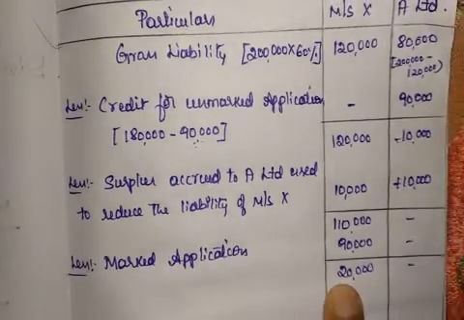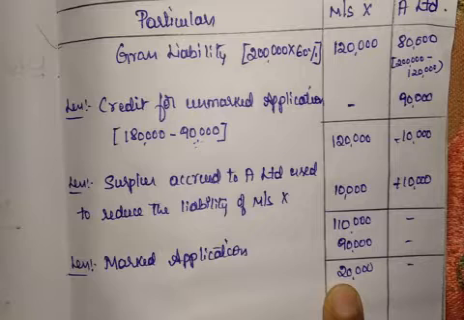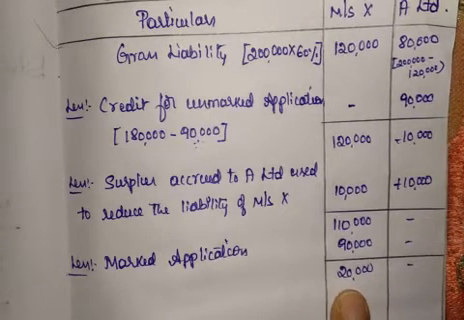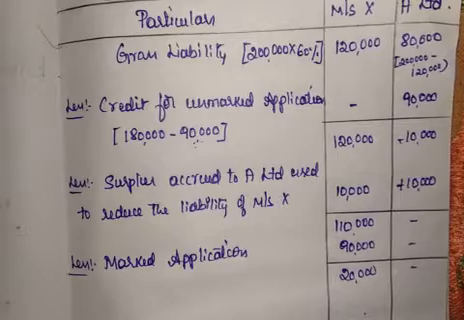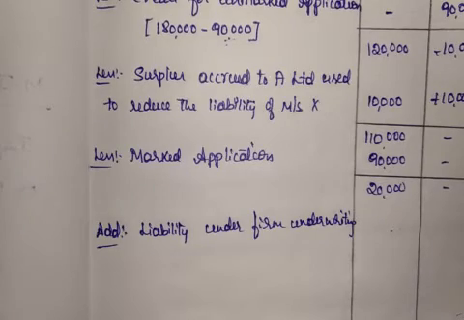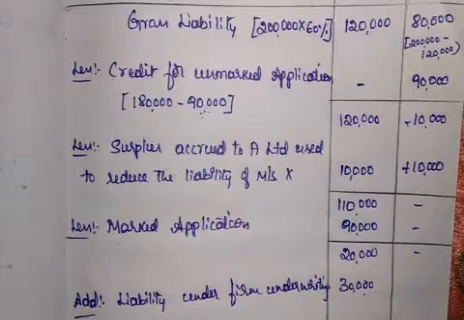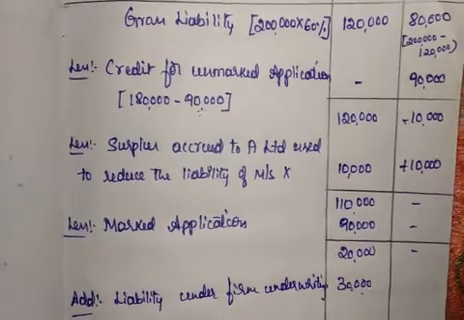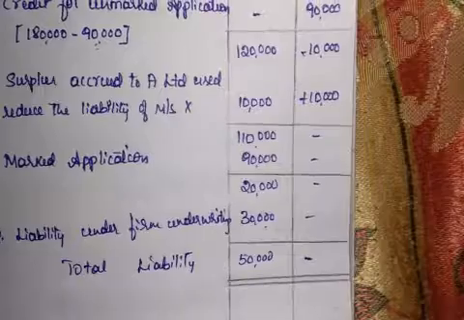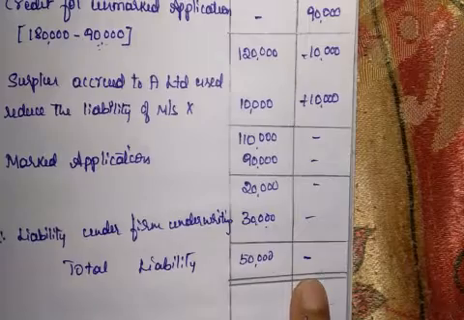So under partial underwriting, X gets a liability to purchase 20,000 shares. Then we have to add the liability under firm underwriting, that is to take up 30,000 shares. Then the total liability is computed, and for the company there is no liability to take up any shares.